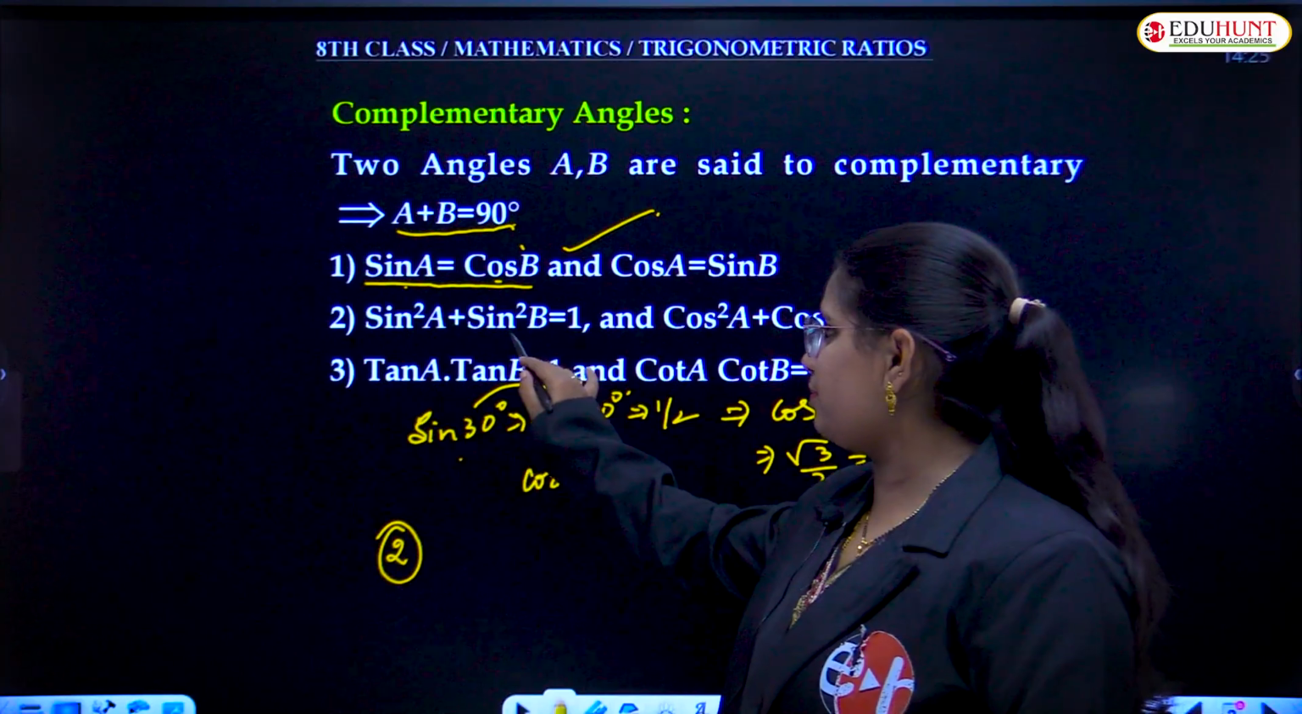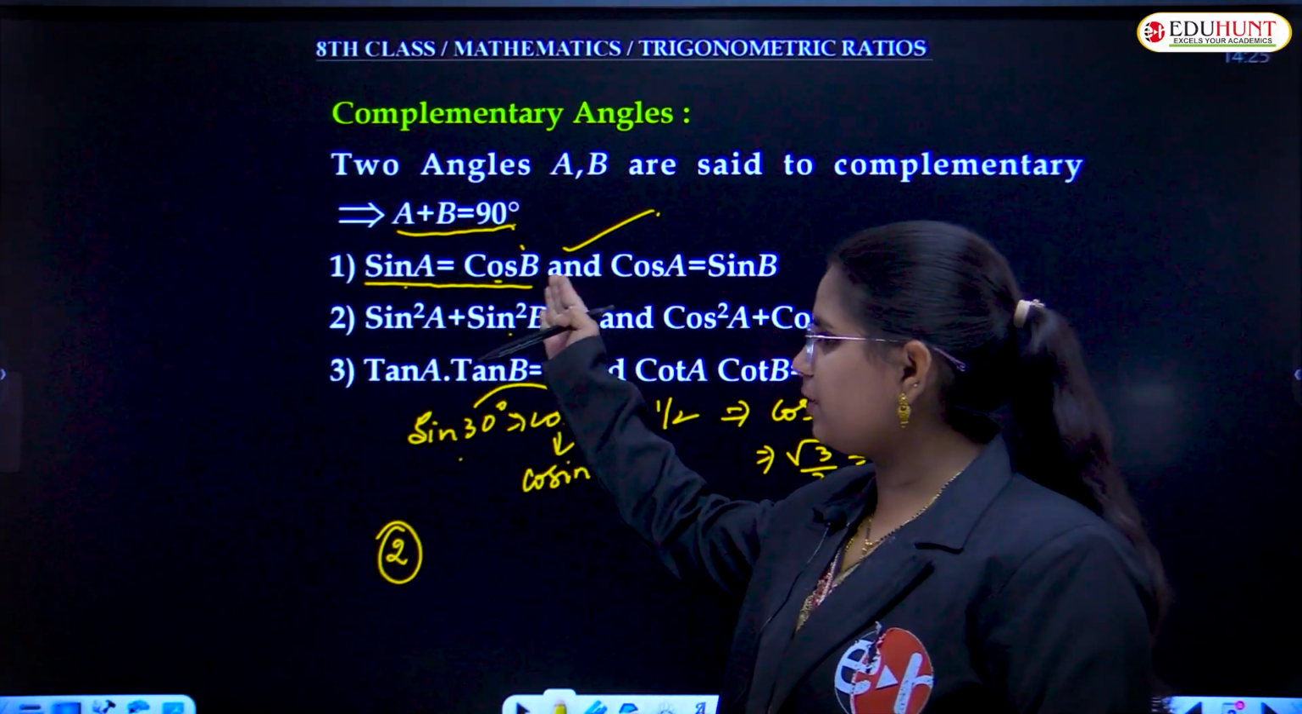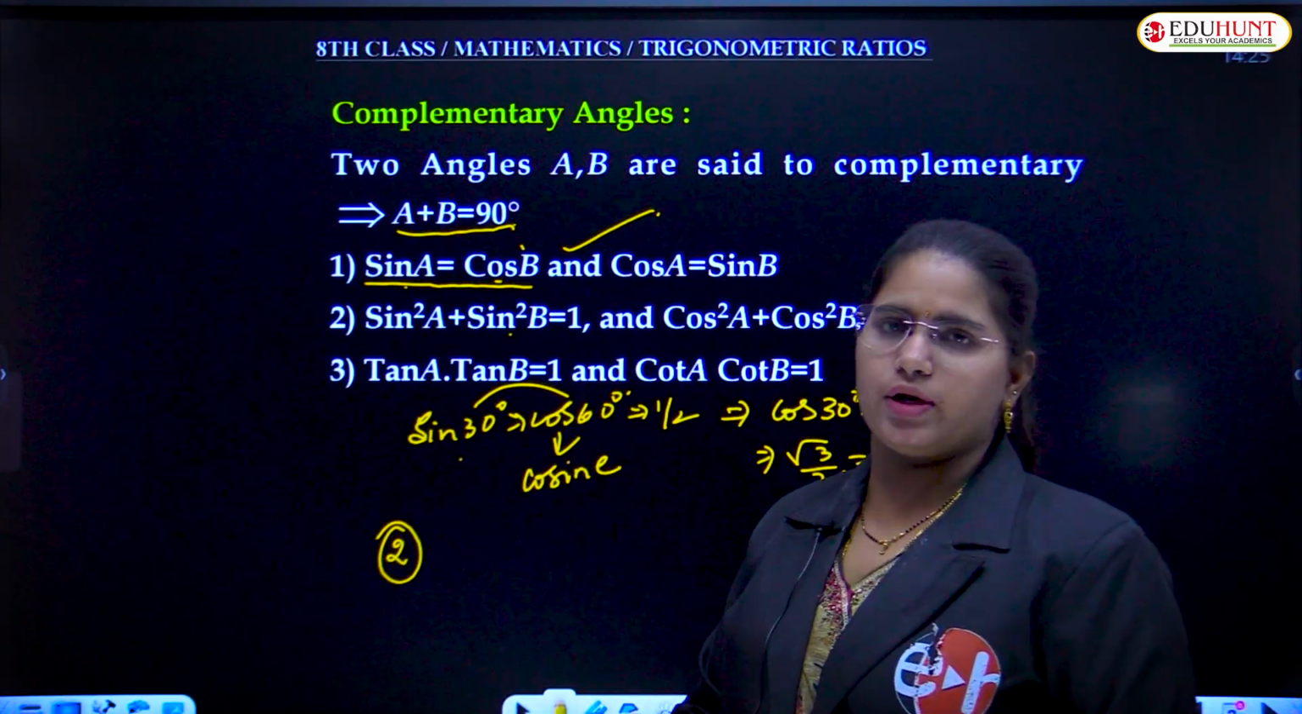Let's get back to the second point. What is my second point? Sin square A plus sin square B is equal to 1.